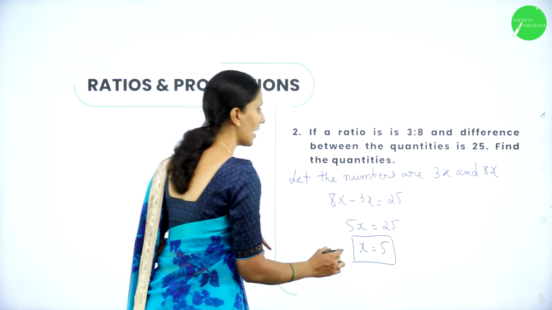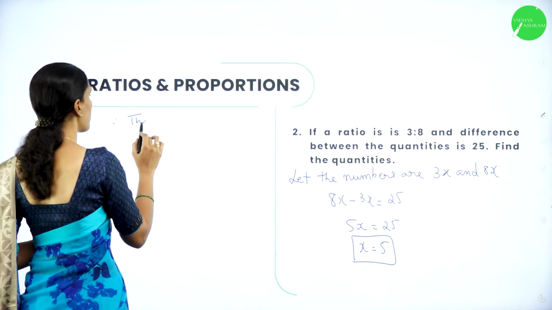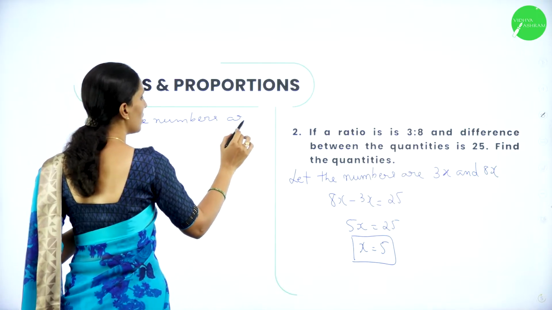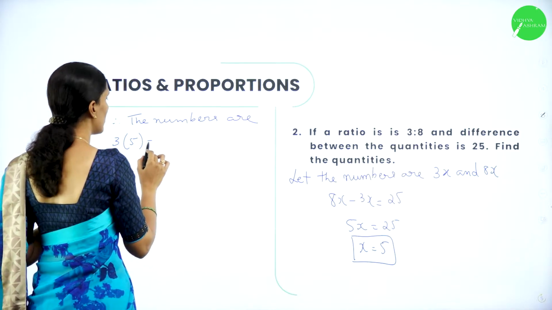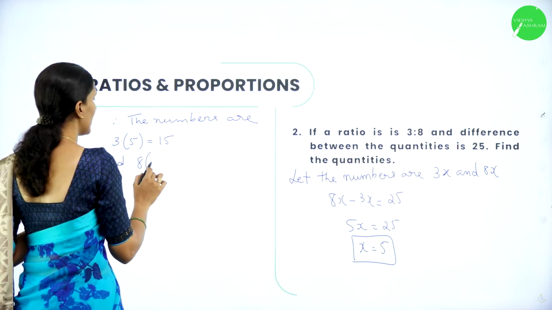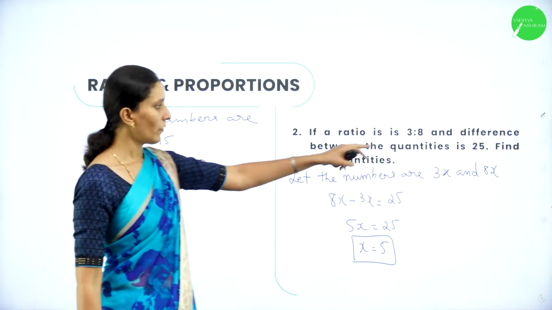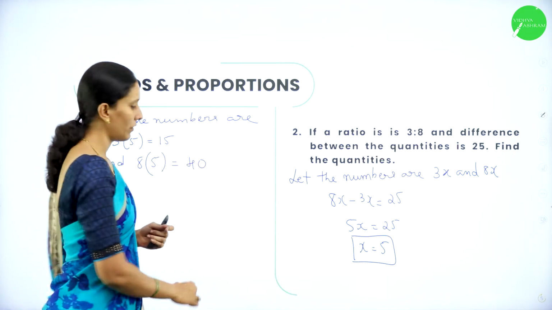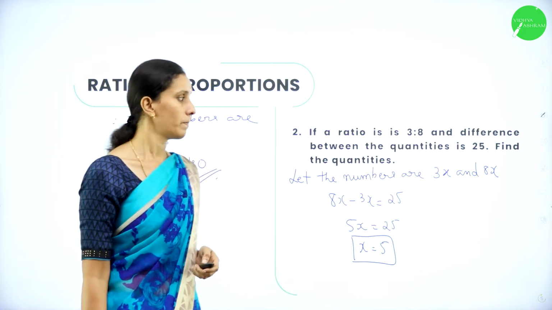What are the numbers then? We have to find the quantities. So therefore the numbers are: one number is 3x, so 3 into 5, that is 15, and the other number is 8x, that is 8 into 5, which is 40. According to the question, their difference is 25. 40 minus 15 is 25. So therefore our answer is perfect.